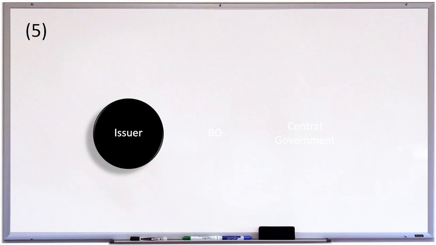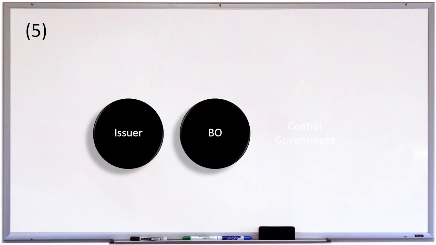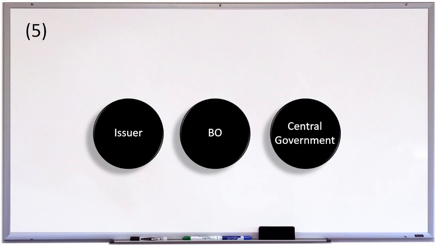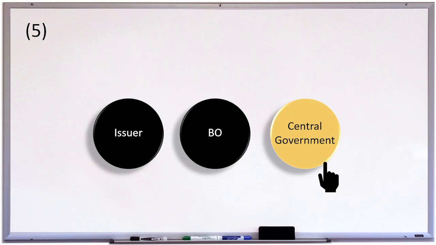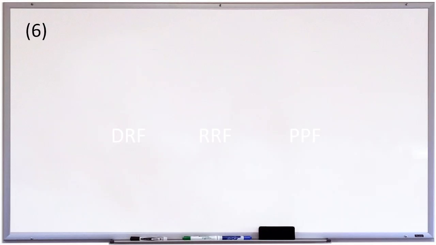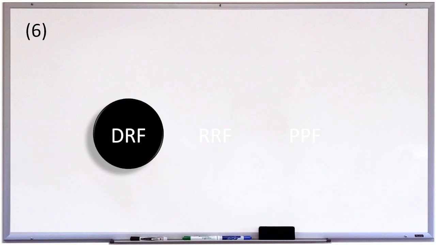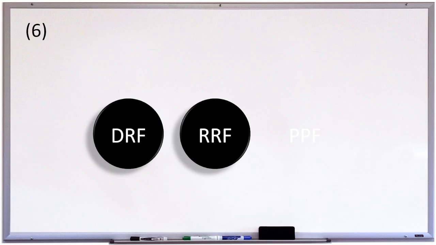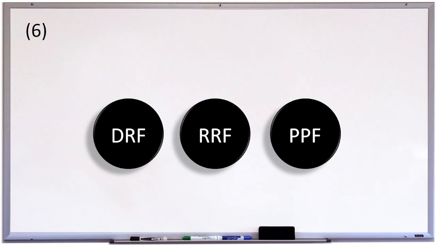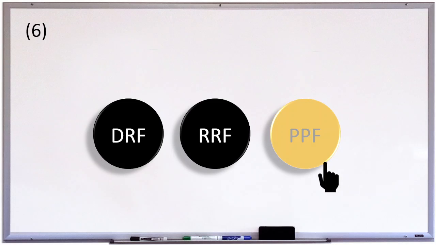Issuer. BO. Central government. And the odd one is central government. DRF. RRF. PPF. And the odd one is PPF.